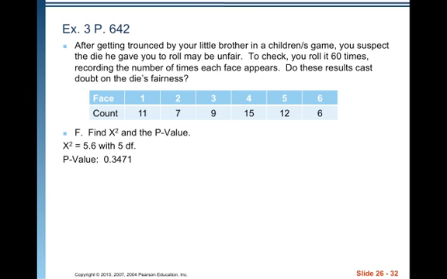So chi-squared is 5.6 with 5 degrees of freedom. Notice I reported my degrees of freedom. You want to do that. The p-value is 0.3471. So we're going to state our conclusion.